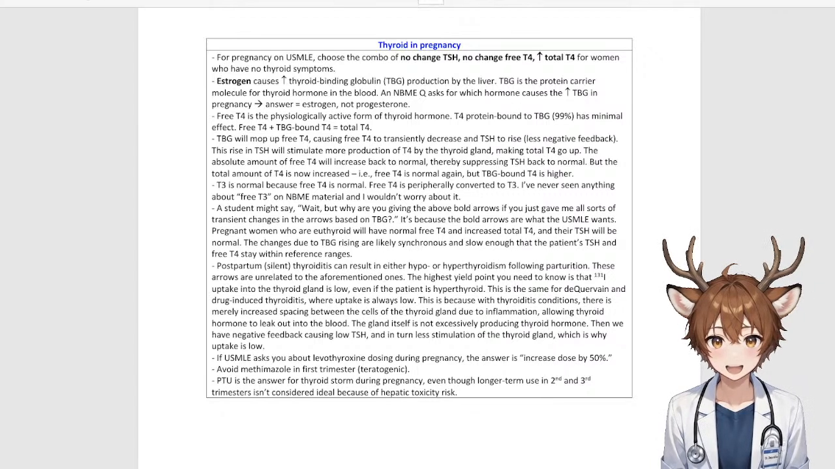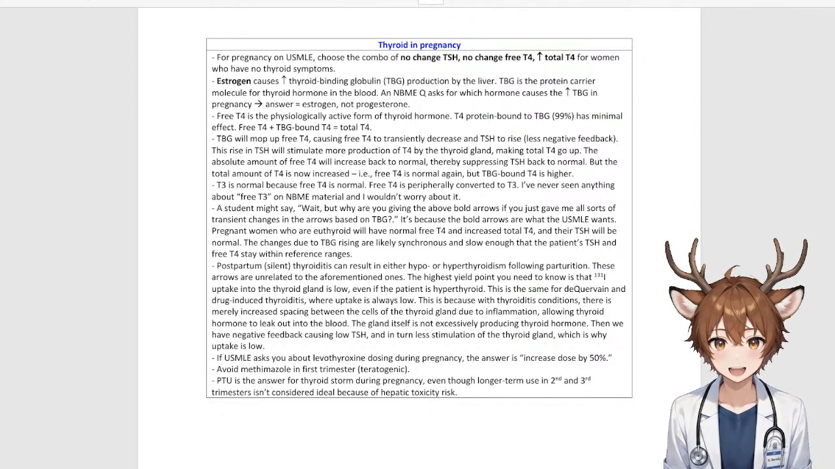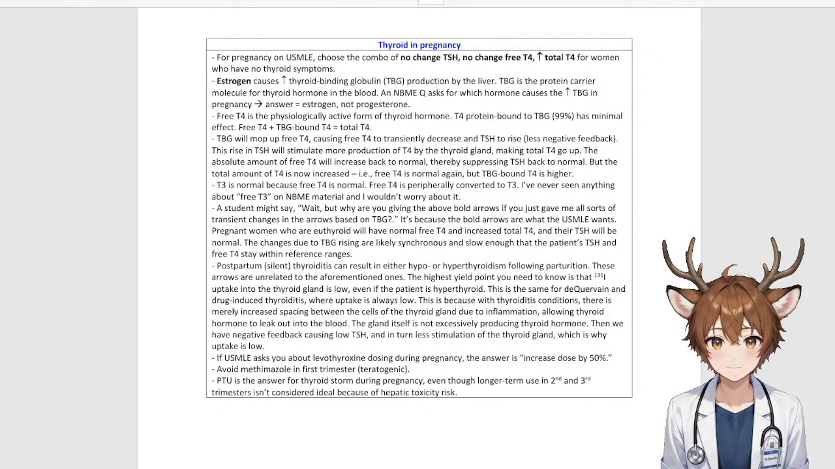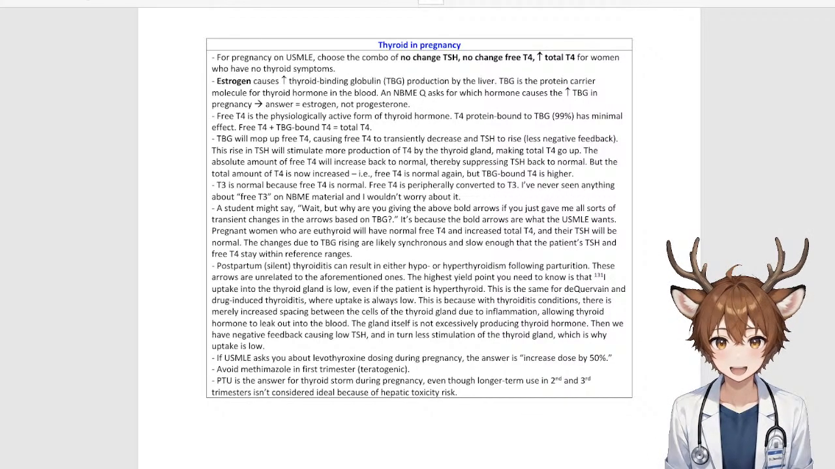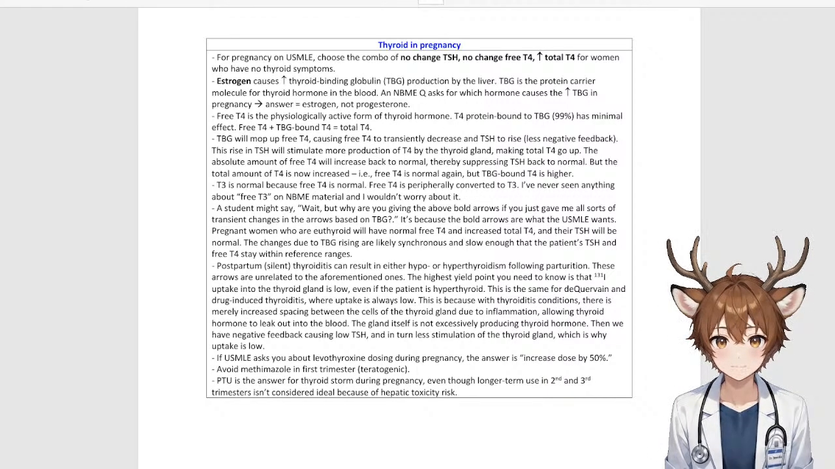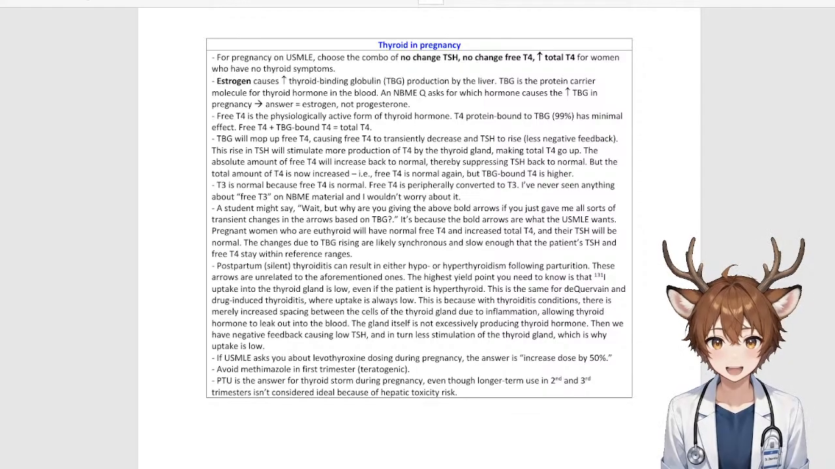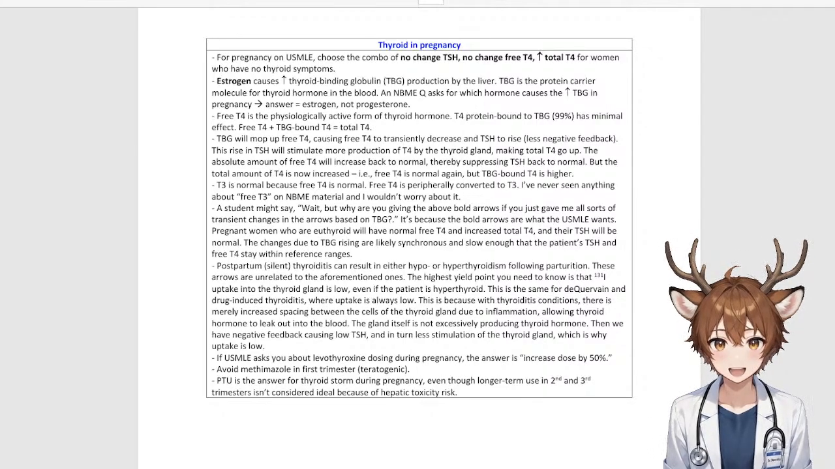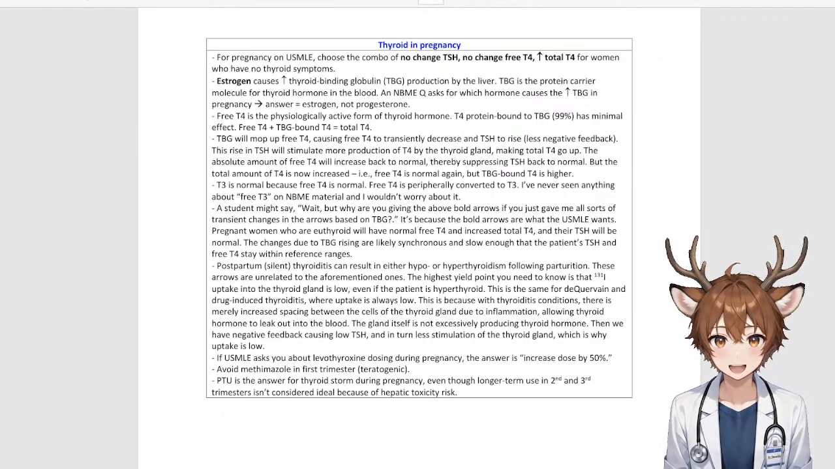This is because with thyroiditis conditions, there is merely increased spacing between the cells of the thyroid gland due to the inflammation, allowing thyroid hormone to leak out into the blood. The gland itself is not excessively producing thyroid hormone. Then we have negative feedback causing the low TSH, and in turn less stimulation of the thyroid gland, which is why uptake is low.